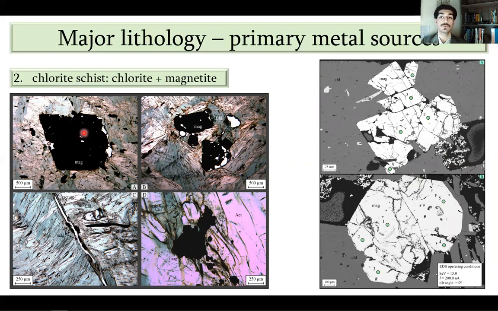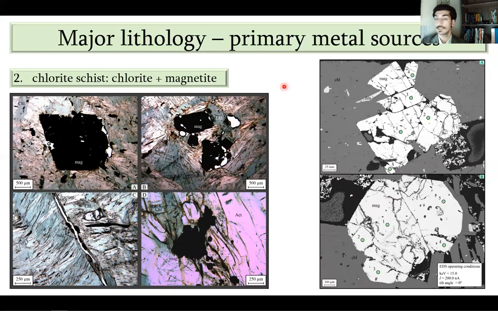And similarly to our soapstone, this magnetite is very euhedral. It has very well-defined grain boundaries. And so this is an SEM image of that chlorite schist, just to give you an idea of the morphology of these crystals.